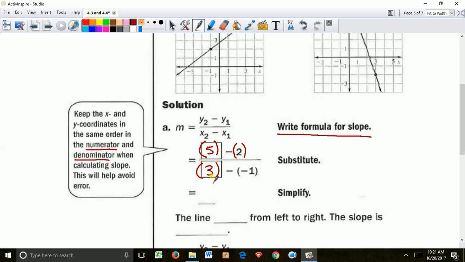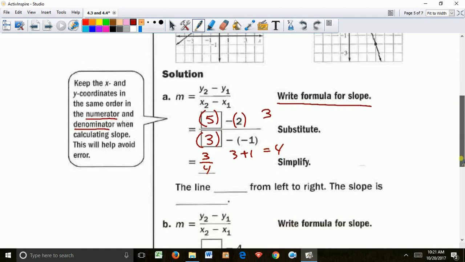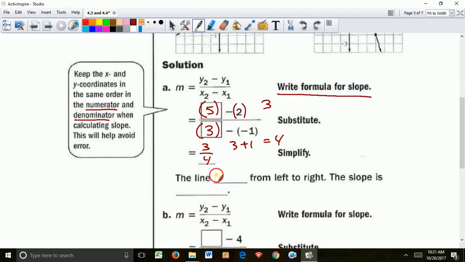And then just going through and simplifying, 5 minus 2 is 3. And then 3 minus the opposite of negative 1 is 4, because taking the opposite of a negative number makes that positive. You get 3 plus 1 is equal to 4. And then simplifying that, you do get 3/4. Notice that the line rises from left to right. So this slope is going to be positive.